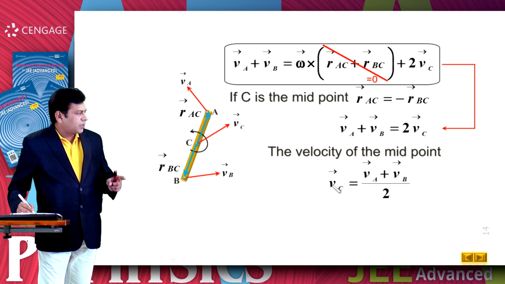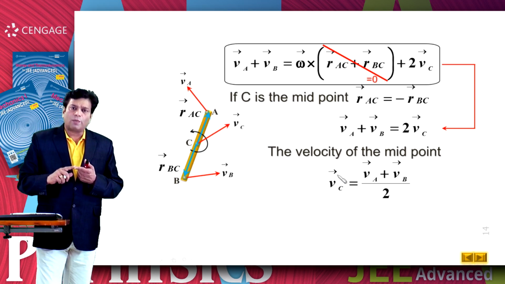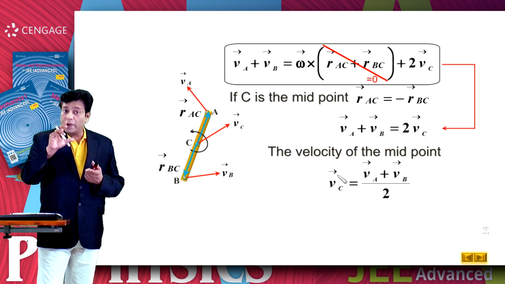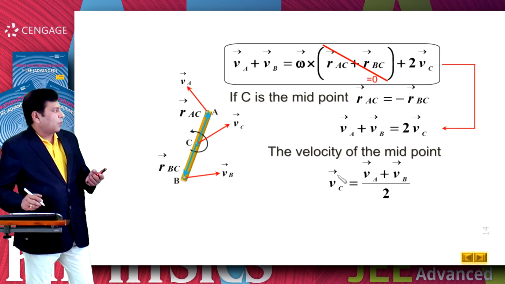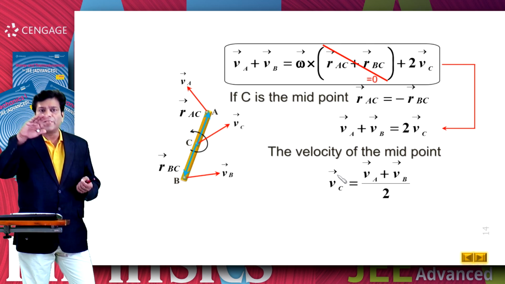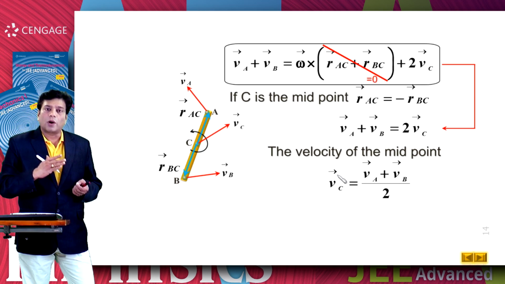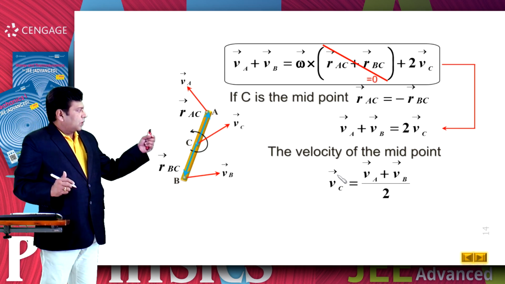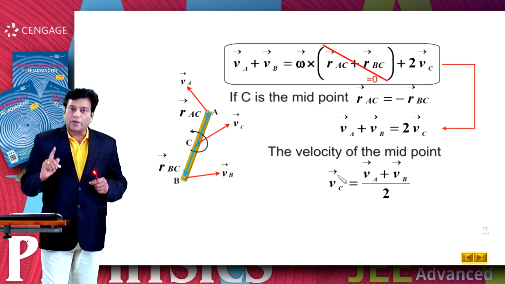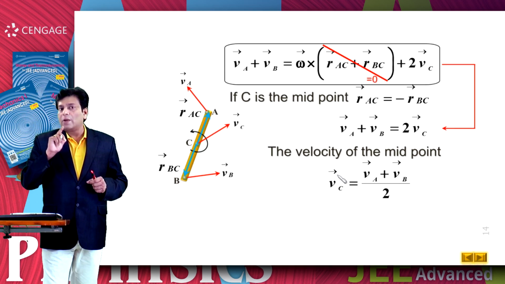Remember, this VC is not the velocity of the center of mass. This is the middle point. Suppose mass is not uniformly distributed in this rod. In that case, the middle point will not be the center of mass. So this expression is applicable only when we consider the middle point of the rod.